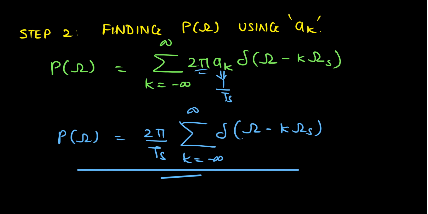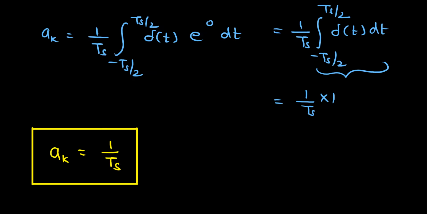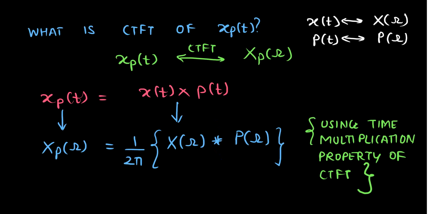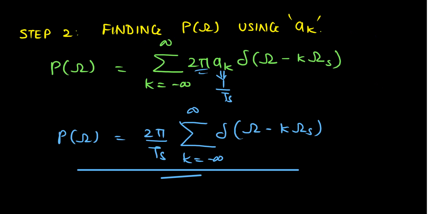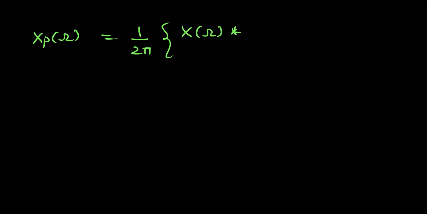for the train of impulse, and we had seen that the Fourier transform of the sampled version is the convolution of X of omega and P of omega scaled by 2 pi. So now we are going to find the Fourier transform, that is Xp of omega, which is given as 1 upon 2 pi X of omega convolved with P of omega.